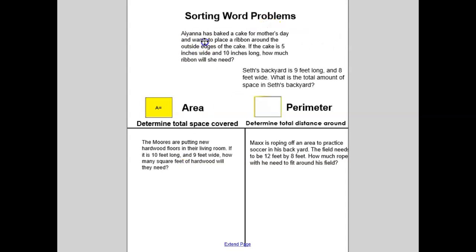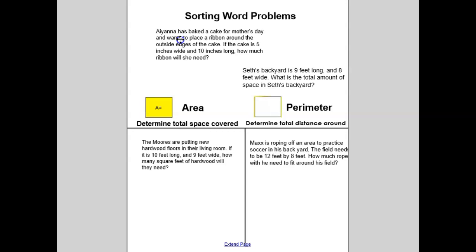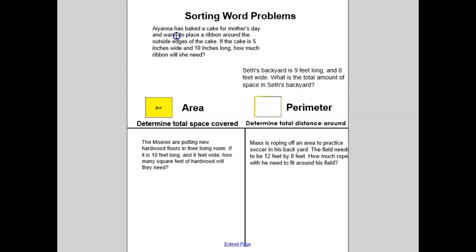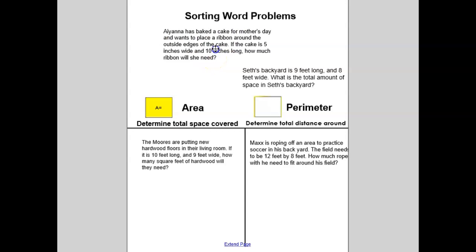Let's do one more together. Ayana has baked a cake for Mother's Day and wants to place a ribbon around the outside edges of the cake. If the cake is 5 inches wide and 10 inches long, how much ribbon will she need? Pause the video, reread the question, and tell me, is it an area problem or perimeter? If you need any support with this, please get out your Determining Area and Perimeter thinking guide to help you.